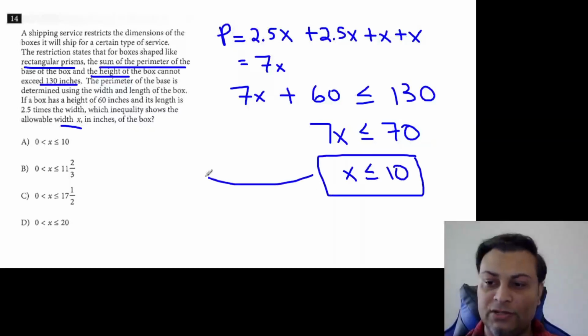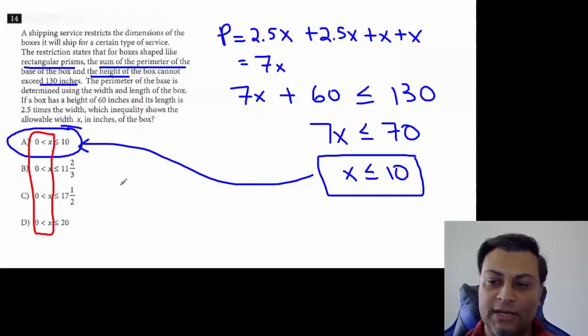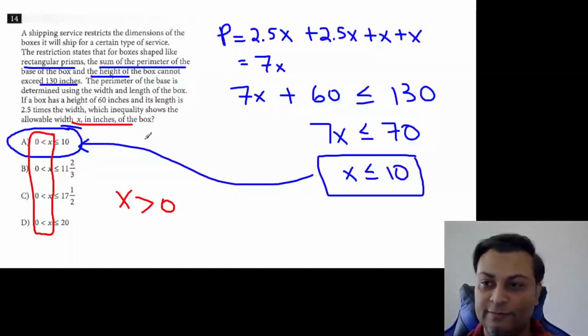And so that matches option A. What's with the 0 on the left? It's just to show you that x must be a positive number. And they all have that, so we won't worry too much about that. X is a positive number because x was the width of the box, which is always a positive number.